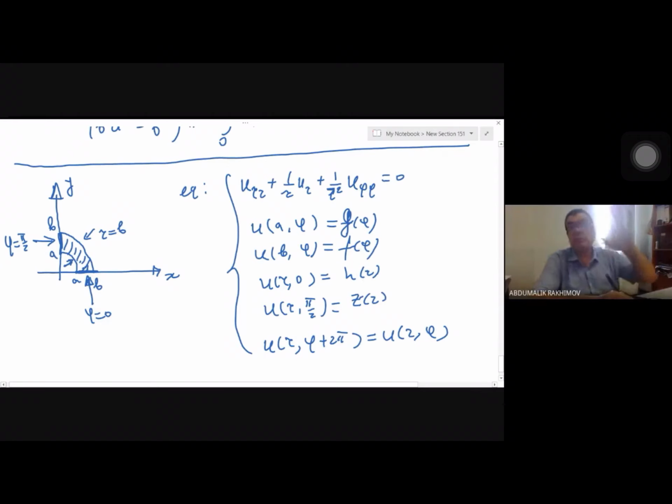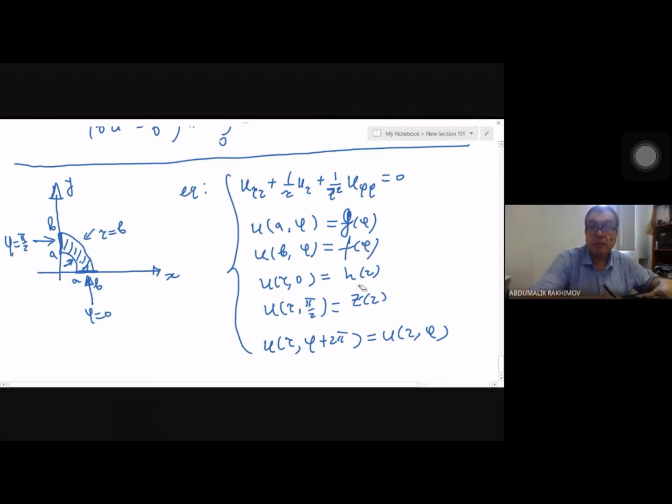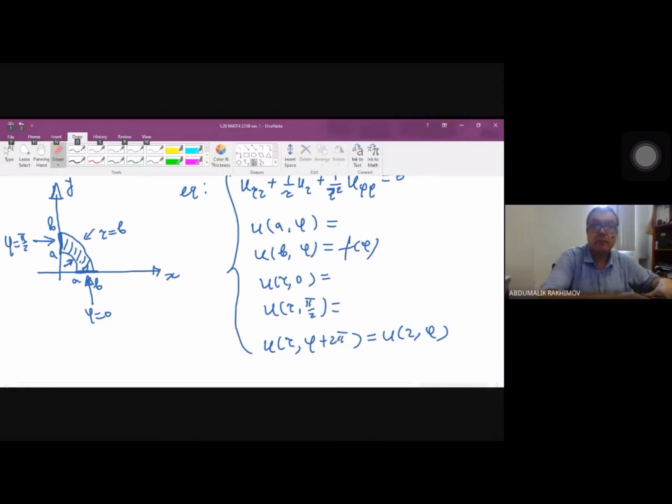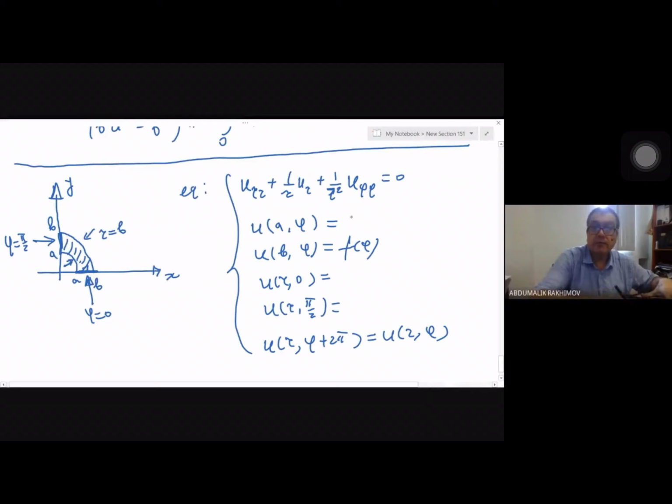You can split this into 4 problems. Each one will have 3 zero boundary conditions. That's why we'll solve only the case with 3 zero boundary conditions. Let's say this is 0, and this is 0, just for similarity with the previous one. We can always make it like this, with 3 zero boundary conditions.